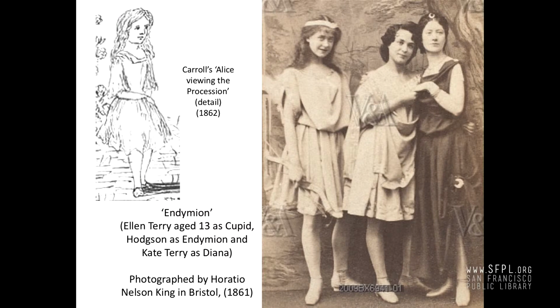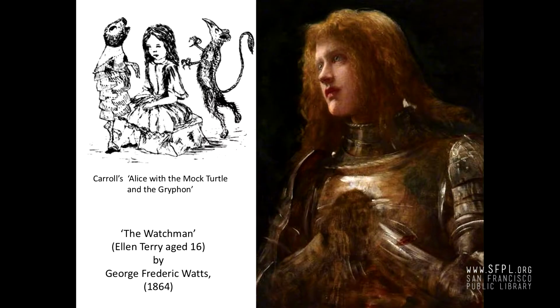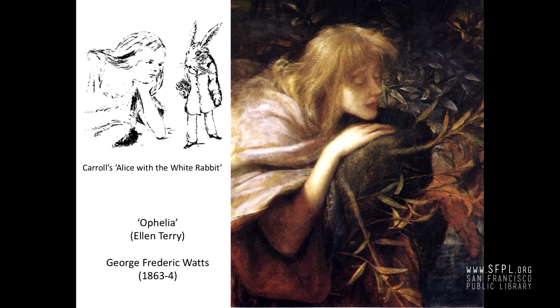This is a slightly older Ellen Terry. It's actually in Bristol, but I'm linking it to another drawing from the book. This is Ellen Terry as a knight. Ellen Terry then married this painter, George Frederick Watts, who was a Pre-Raphaelite, at the time that Lewis Carroll seemed to be interested in her.